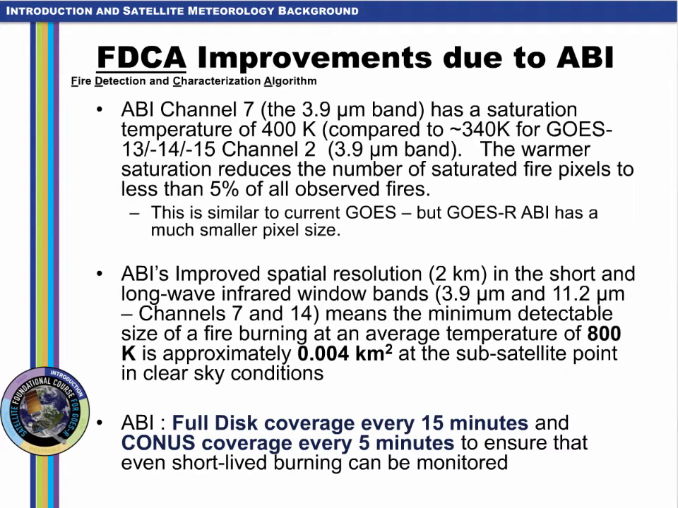GOES-R ABI provides improved resolution and detection of fires compared to GOES 13 through 15. GOES-R ABI has a much higher saturation temperature, for example, meaning hotter fires can be more accurately described. The improved spatial resolution means smaller fires can be detected, and more frequent scanning also aids in fire detection.